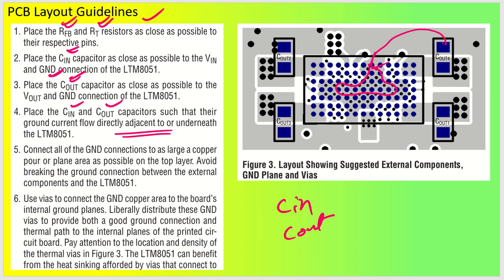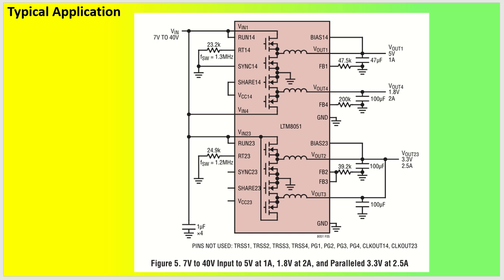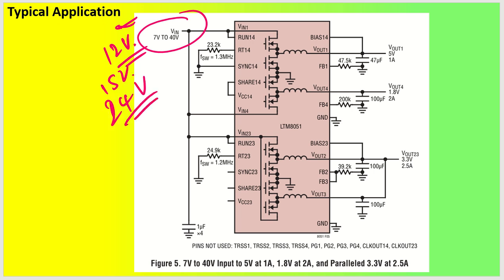Now we'll try to understand three typical applications that are given in the datasheet, and after that we'll give you the exact design that we have put in our design, so that it will help you for a real-time application. As you can see, the first application in the datasheet is given as 7 volt to 40 volt. So let us say we are going to give 12 volt input or 15 volt input, or even 24 volt input also. If you want, you can give it.